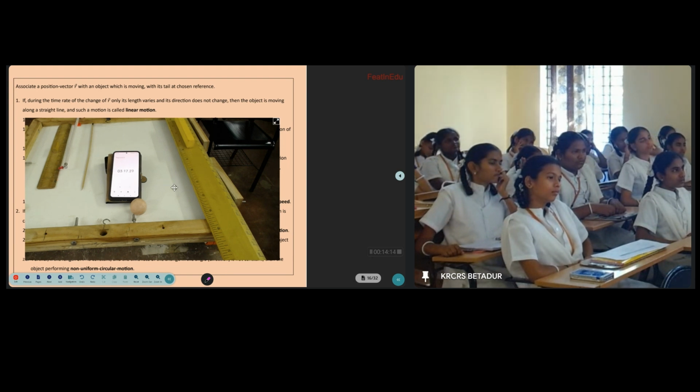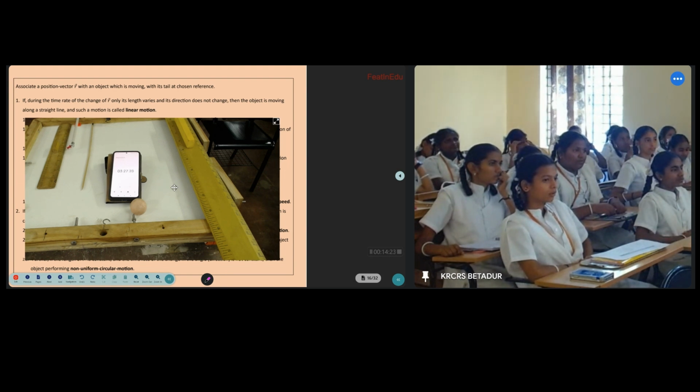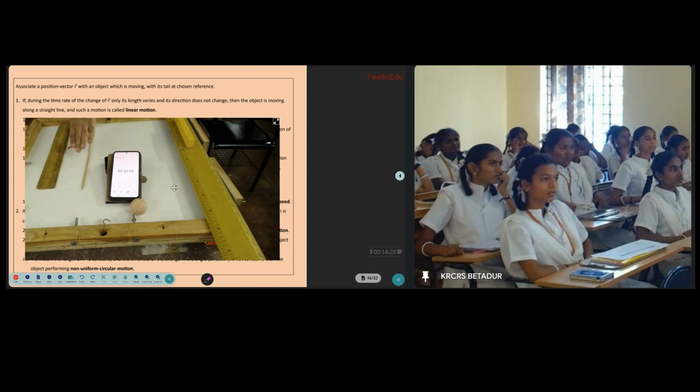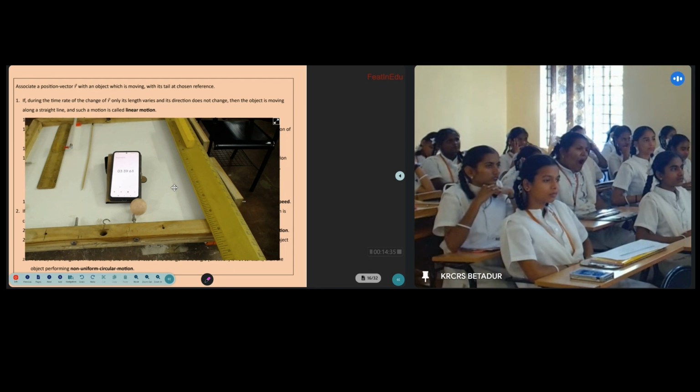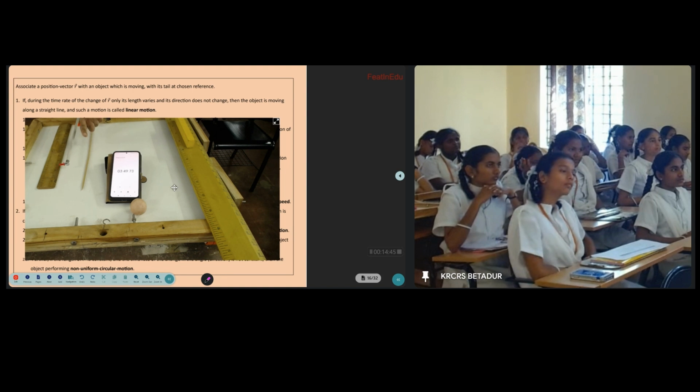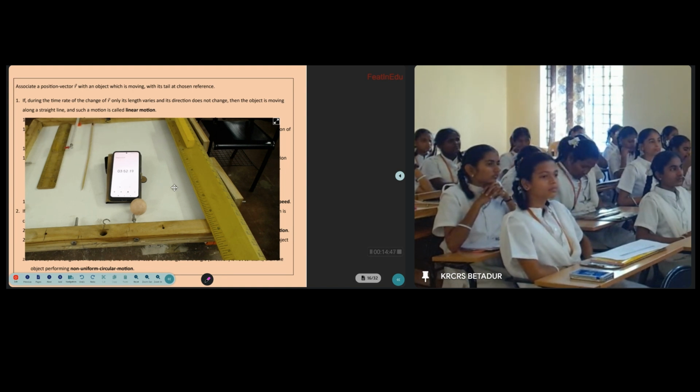What is the direction of the position vector? See, the direction of the position vector is in the reference direction. The direction of the position vector is like this only. But the object can move in the direction of the reference direction, or the object can move away from the reference direction. Got it?